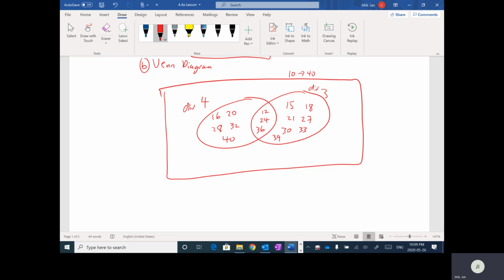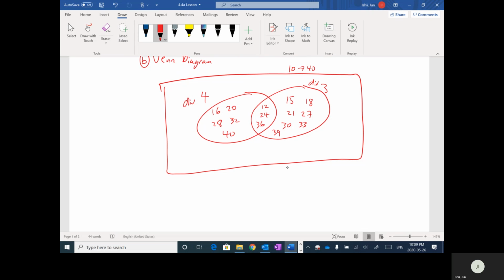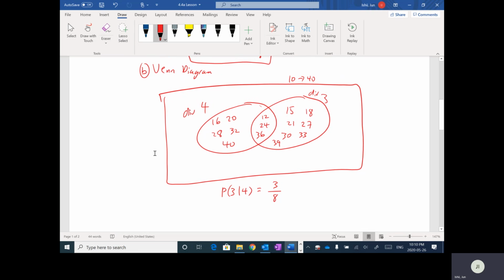Now you can see visually that 3 of these are in both rings, right? So this is again the probability of being divisible by 3 given it's divisible by 4. You can see that 3 of them, 12, 24, and 36, out of the 8 that are in this whole ring of 4 are divisible by 3. So this is the way you would do it with a Venn diagram.